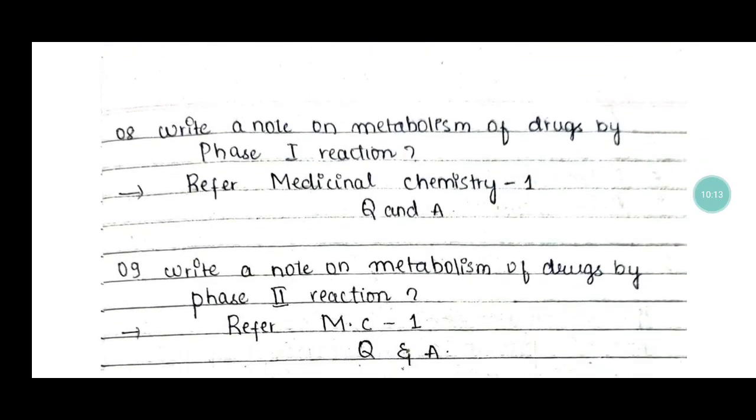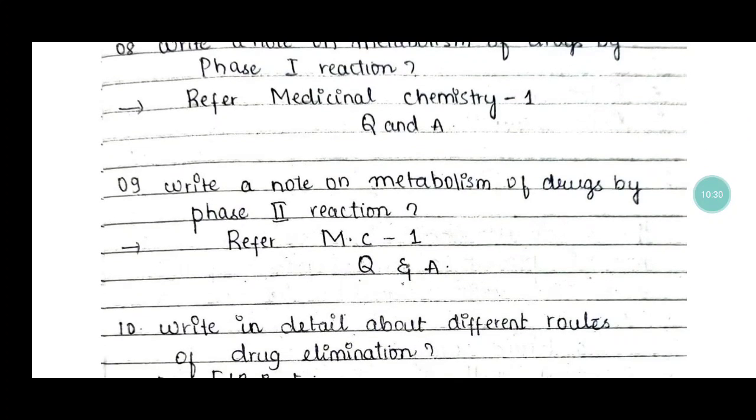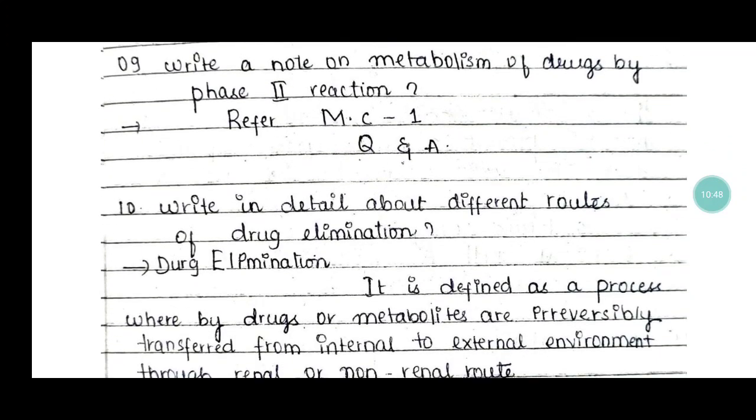So question number 8, write a note on metabolism of drug by phase 1 reaction. You have to refer to Medicinal Chemistry 1, 4th sem, first question for phase 1 biotransformation. Question number 9, write a note on metabolism of drug by phase 2 reaction. Here also you have to refer to the Medicinal Chemistry 1, 4th sem question and answers, that is question number 2. Coming to the next question, that is 10th, write in detail about different routes of drug elimination.